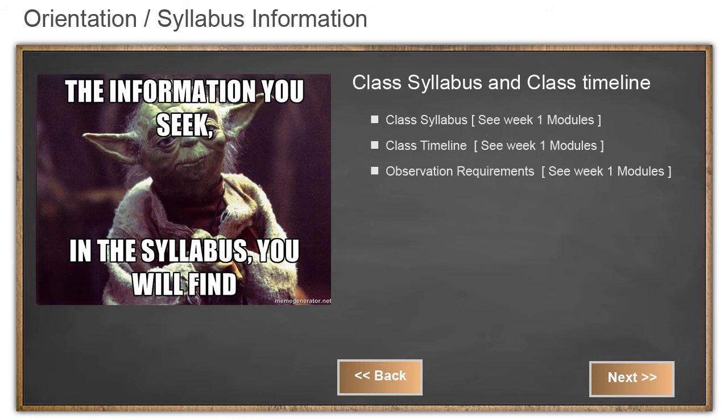It's very important that in all classes you review your syllabus. I have listed here 3 very important documents for our class. One is the class syllabus. Another one is the class timeline, followed by the observation requirements. You can click on the links and download them in PDF version. Please take some time and review them. Remember that the timeline is a proposed timeline. It could change. I usually will send out reminders.